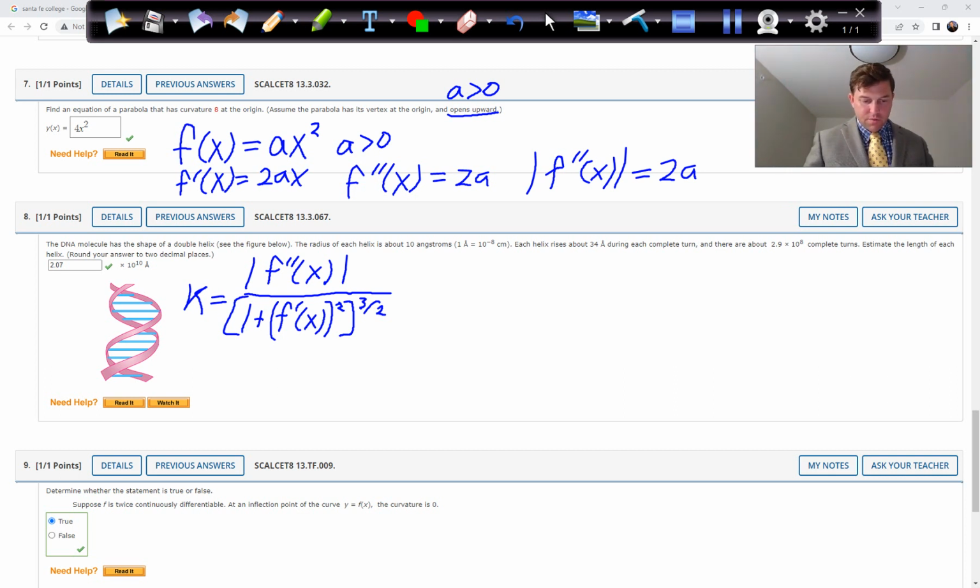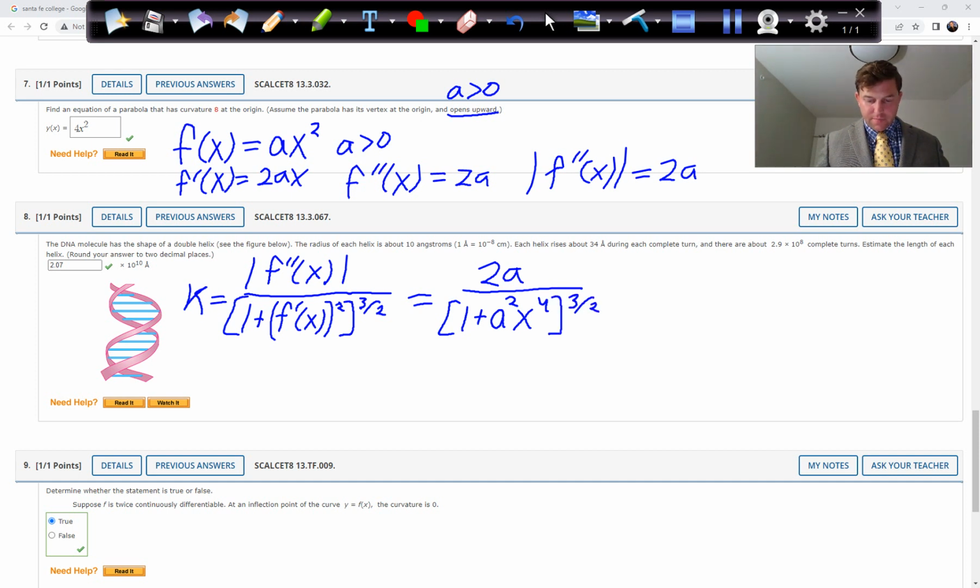And f prime of x we have as 2ax, so let's plug in everything we know. This would be 2a, and this would be 1 plus the derivative squared. The derivative is 2ax, but if you square that, you're going to get 4a squared x squared, and then that's raised to the 3/2. But it tells us that this curvature has to equal 8. So this equals 8.